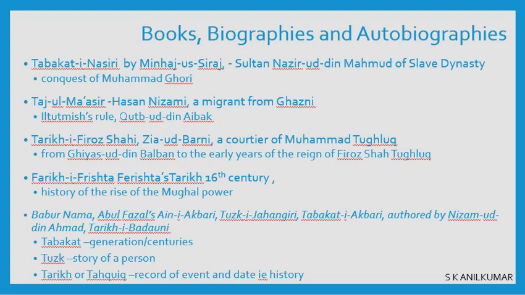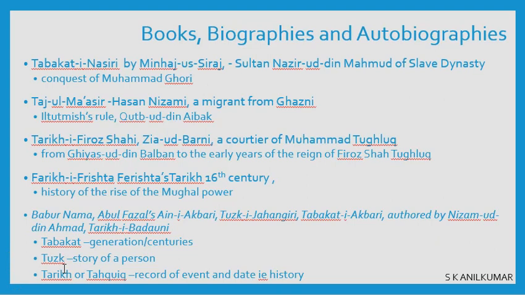Then we have the important book called Tarikh-i-Badauni. Tarikh-i-Badauni is also an independent chronology. Now, what is Tabaqat? Tabaqat is generation or century. So, Tabaqat-i-Nasiri is the generation or century of Sultan Nasiruddin Mahmud. That is what Minhaj Siraj wrote.